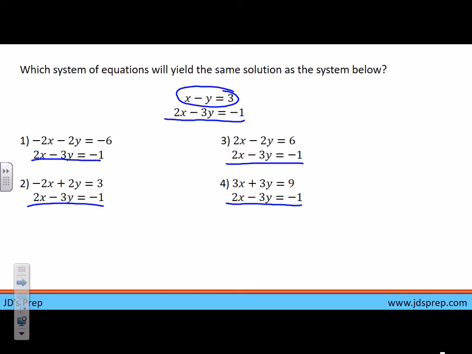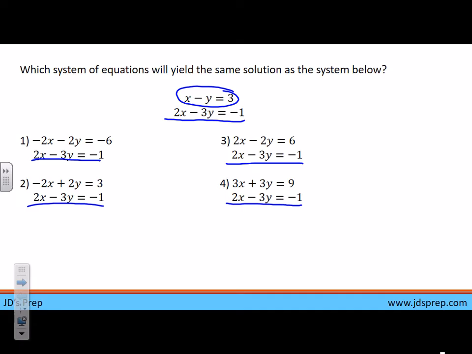If I can find a first equation in one of these four that has the same solutions as the x minus y equals 3, then we're going to have a system of equations that yields the same solutions as our original. And in order for the equation to yield the same solutions, I can at best multiply both sides of the equation by the same number. So I want to go through each of the four and look at what number I multiplied the right side by, and see if I can get the left side by multiplying by the same number.